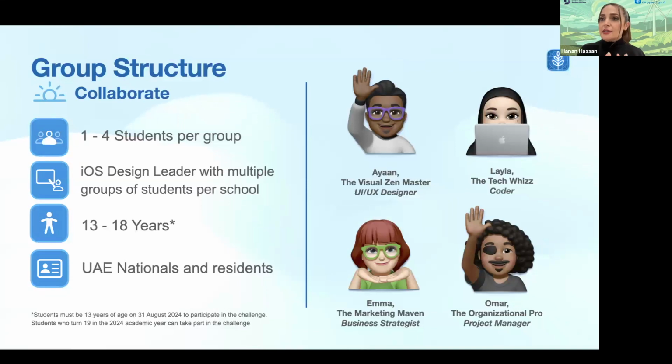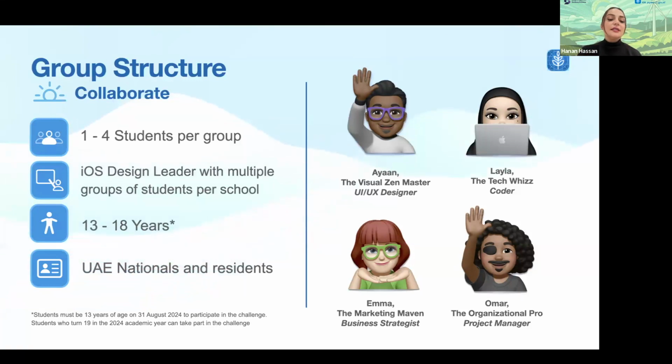Now, let's talk a little bit more about the group structure. If we have 4 students, we need to know how to distribute the tasks between them. Definitely, we need to have one as a coder, a business strategist, a project manager that can manage all the tasks and the deadlines, and of course, the app designer, who will be looking at the app look and feel.